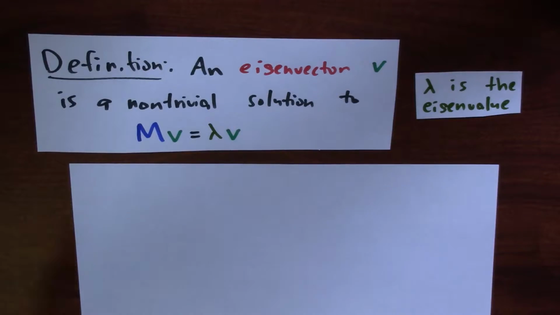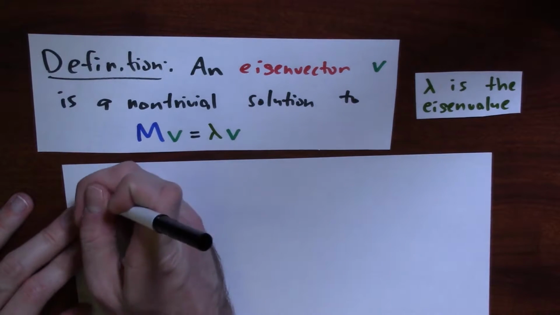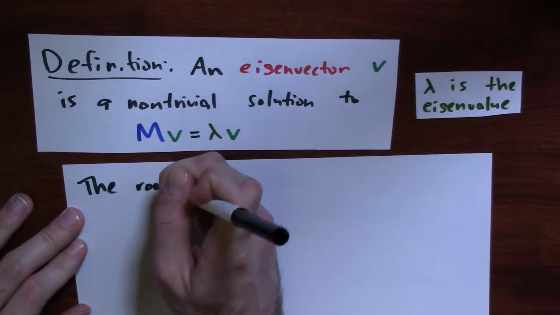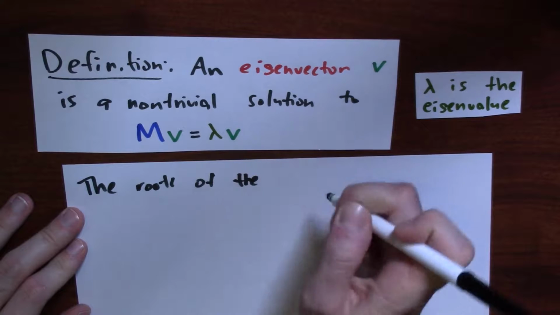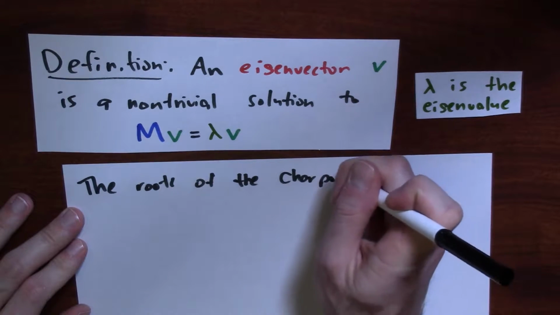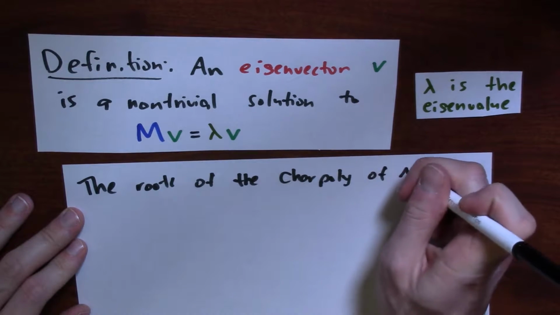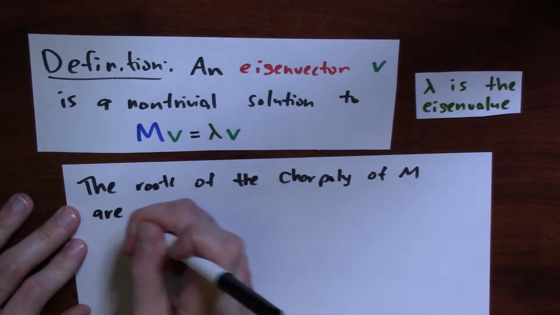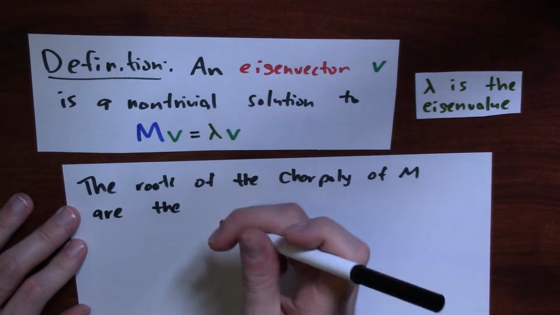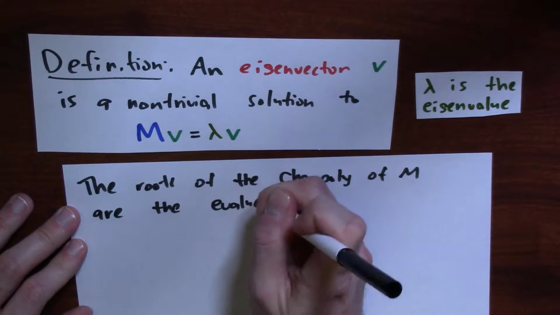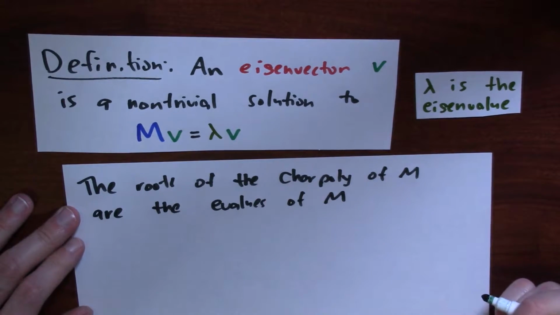Well, here is a neat thing. The roots of the characteristic polynomial are exactly the eigenvalues of the matrix. And that's so important, I've just got to write it down. The roots of the characteristic polynomial of M are exactly the eigenvalues of that matrix M.